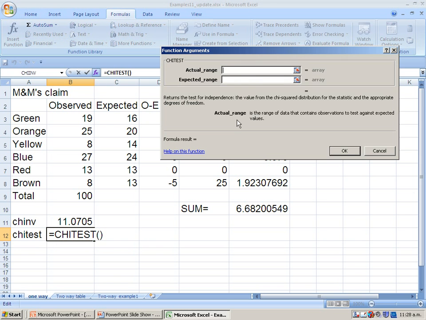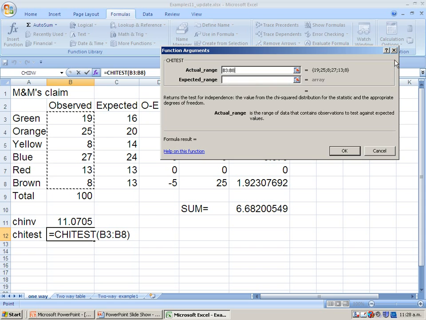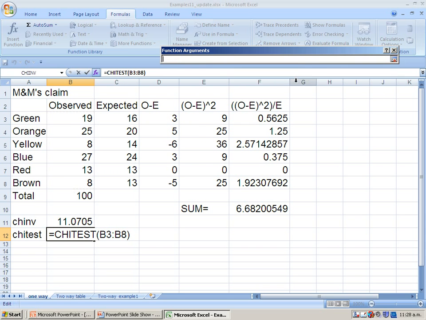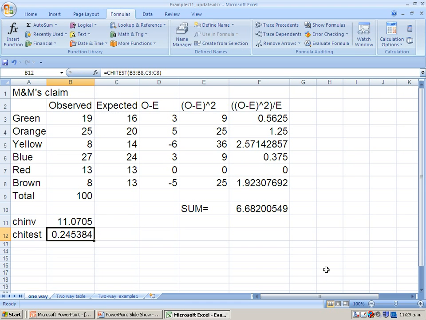Now, if we use CHITEST, it always asks us for the actual range, and the actual range will be the observed values for our data. So the observed values for all the different colours of M&Ms. And then it asks us for an expected range, and the expected range will be the values from the claim. That's what we're expecting. Now notice if we use those actual range and expected range, it gives us a formula result of 0.245. 0.245 is the p-value for this test.